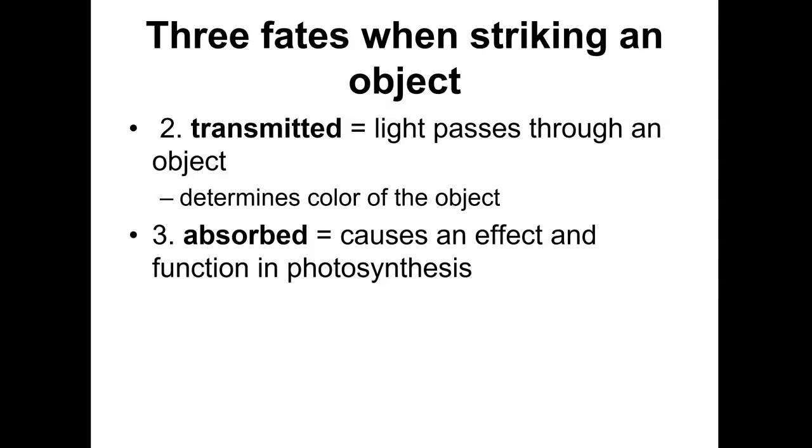And so this causes an effect and function of photosynthesis. So the colors or pigments that you're going to use in a plant are going to determine what's being absorbed. And so green, usually it's not being absorbed, that's what's being reflected back.